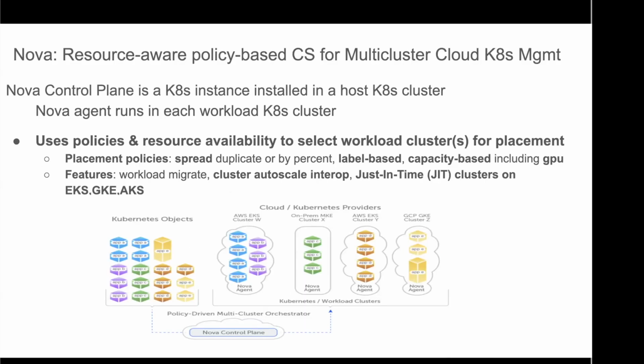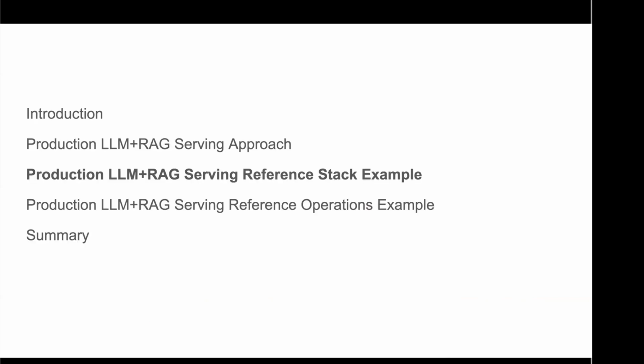Nova is a control plane cluster scheduler, and it sits in Kubernetes, and it uses policies and resource availability to select workload clusters for placement across various different cloud providers and clusters. You can migrate your workloads. You can do just-in-time clusters, and this is supported across all the major Kubernetes as a service providers out there. So EKS, GKE, and AKS. All right, so let's get into some specifics on the example deployment.